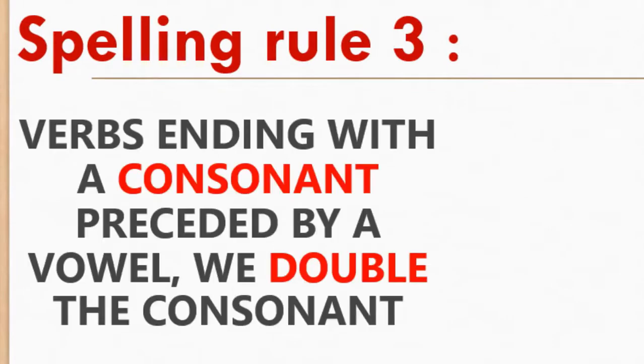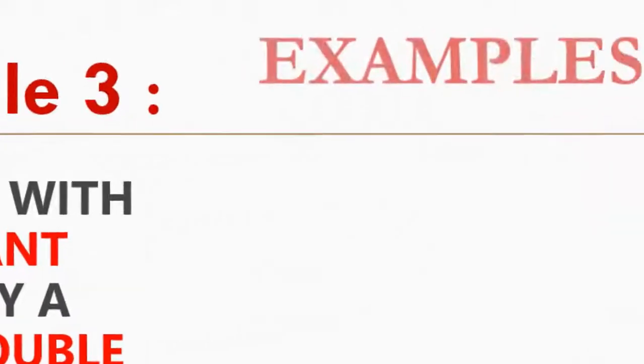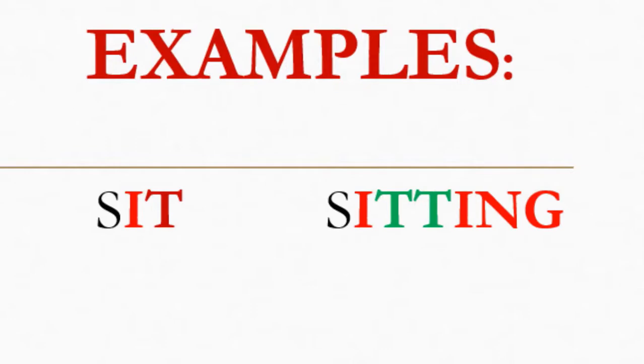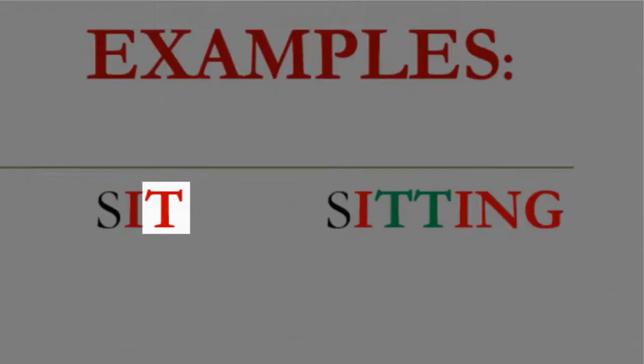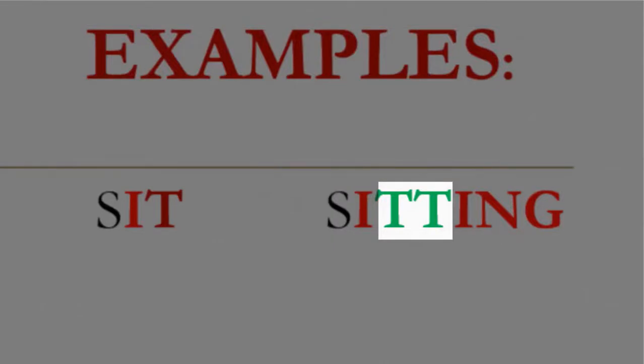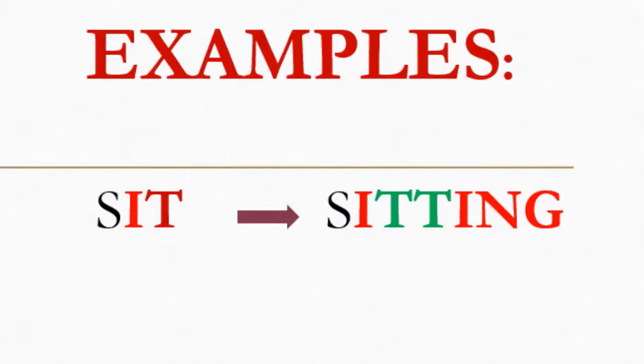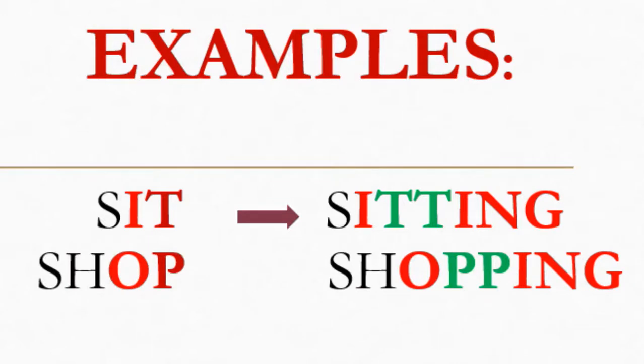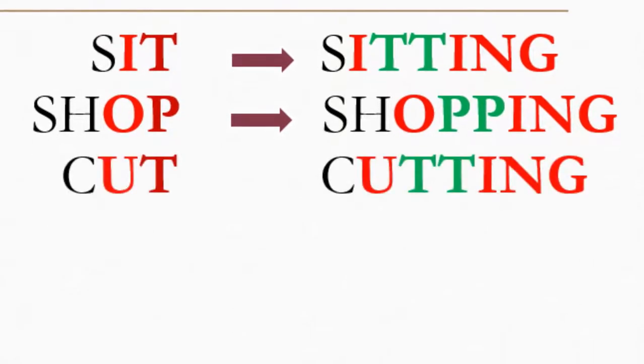Spelling rule number 3. Verbs ending with a consonant preceded by a vowel, we double the consonant. For example, sit. The last letter is T. Before it, we have I, which is a vowel, plus consonant. In this situation, we double the consonant. Then we add the ing. Example 2: shop, shopping. Cut, cutting.